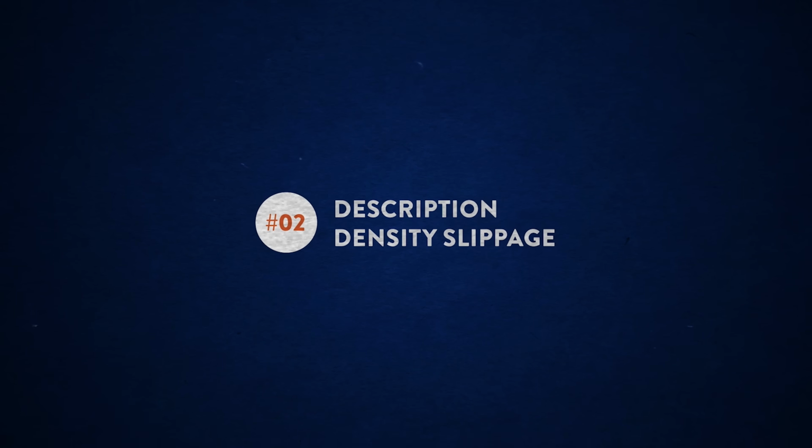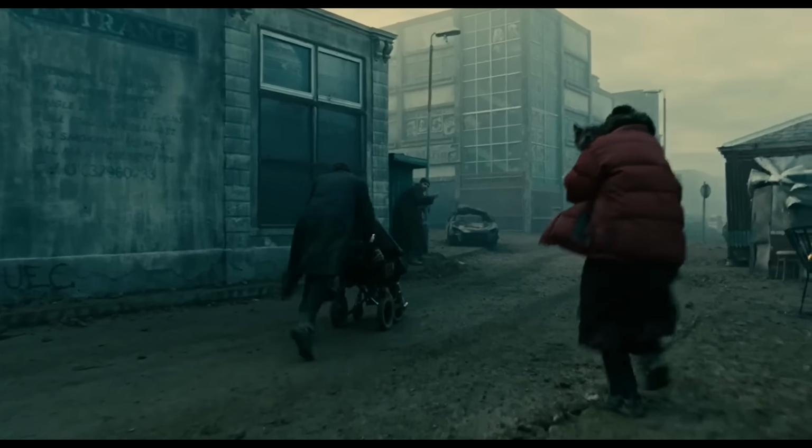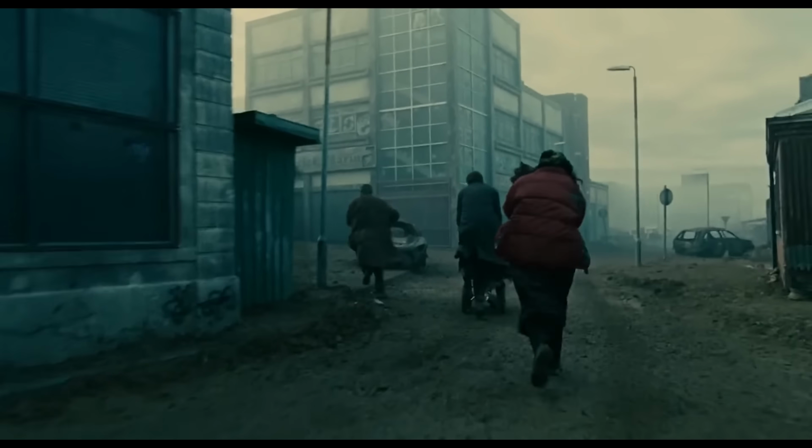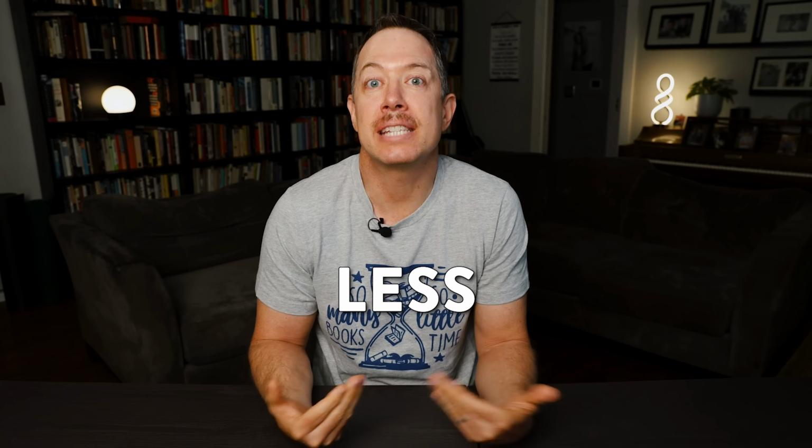The second challenge, which can be quite tricky for authors to navigate, is number 2, description density slippage. This is when your opening chapters have super dense, immersive sensory details that immediately capture the reader and put them in the scene. And then later on, you start to forget a few of those details. It starts to become a little bit thin. It becomes a little bit more generic. It becomes a little less immersive.